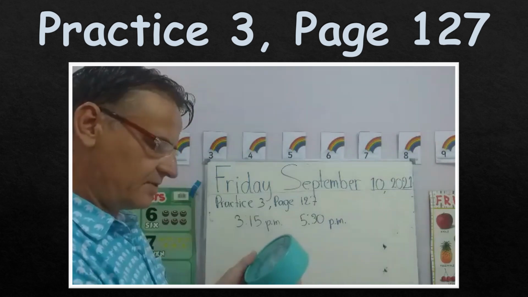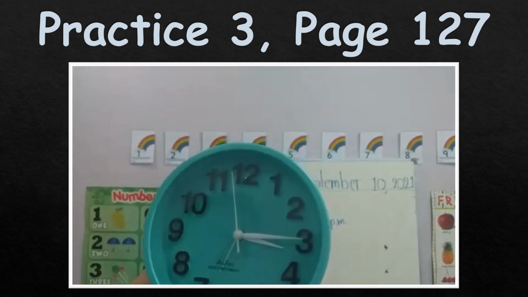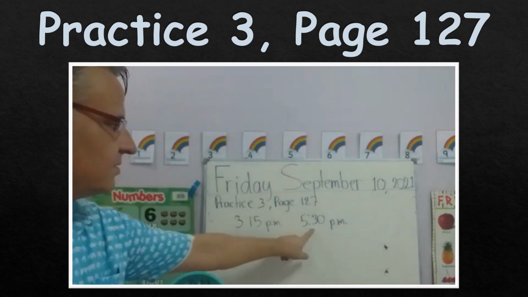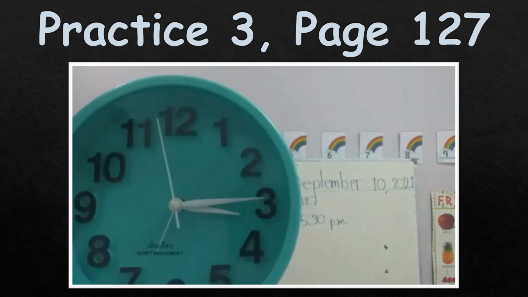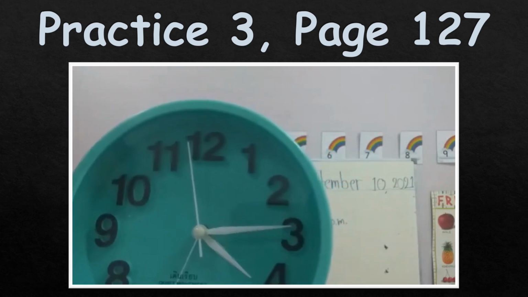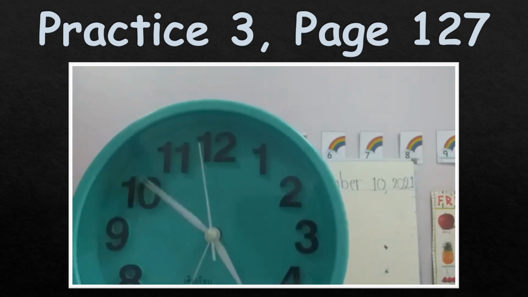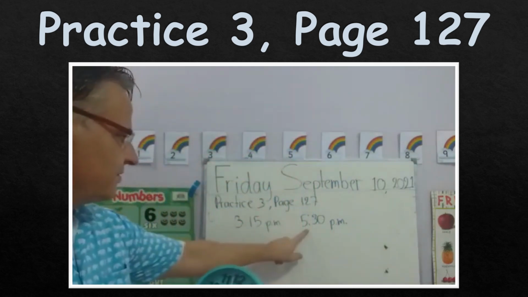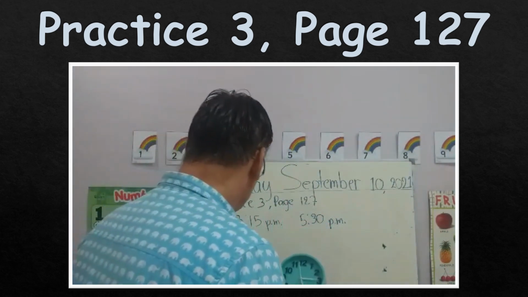She started at 3:15 p.m. Okay, let's have a look. 3:15 p.m. and we need to go to 5:30 p.m. Okay, let's count. 3:15, 4:15 is 1 hour. 5:15 is 2 hours. So we're at the 5, so we know it is 2 hours.